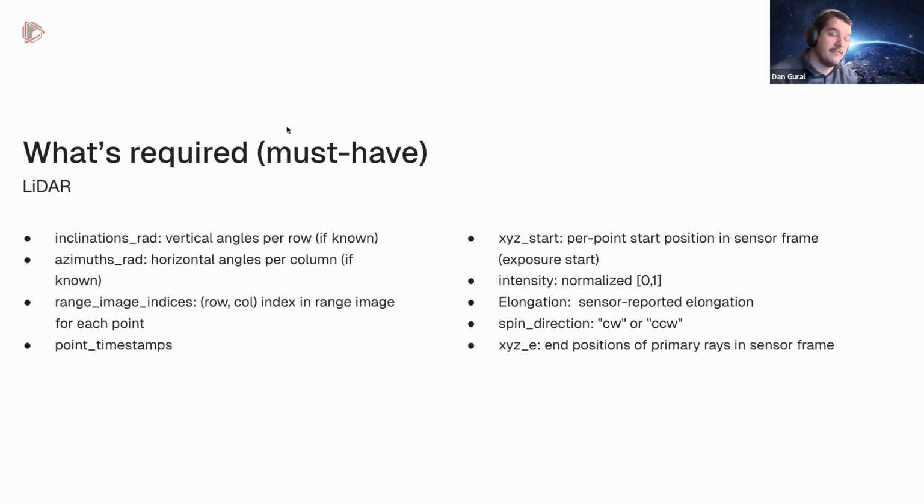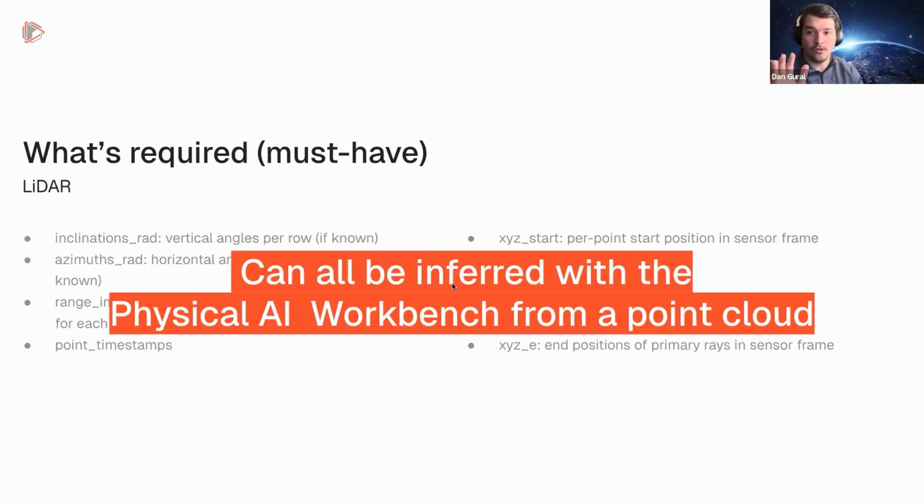For our LiDAR, we're going to have a lot here. Inclination, azimuth, range image indices, point timestamps, our XYZ start, intensity, elongation, spin direction. There's a lot going on here. The good news is that Physical AI Workbench will handle all of this. As long as you give me a LiDAR point cloud, we can then infer all the different metadata that is needed for these complex use cases, such as NuRec.